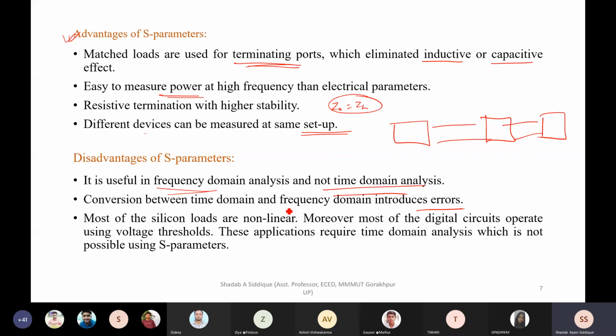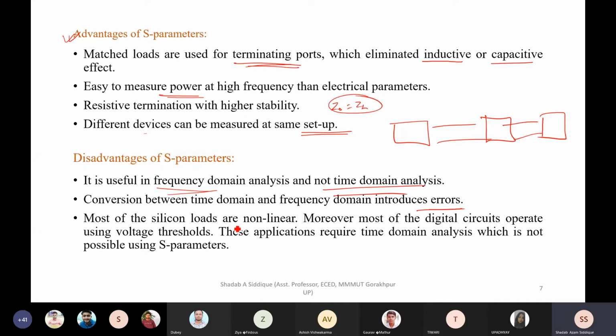Although we can convert S parameters to ABCD parameters, and convert from frequency domain to time domain, that leads to error. So we need to take more care during conversion.